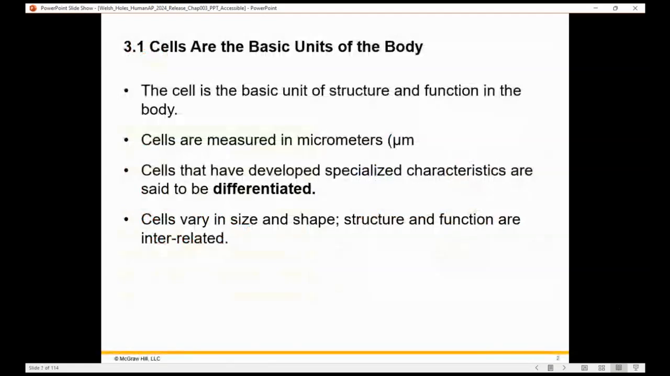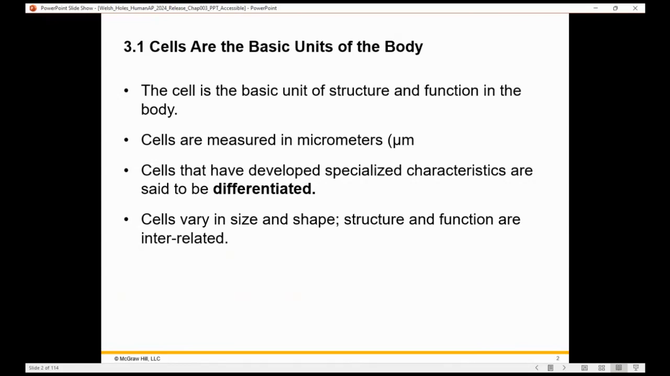So you've probably been told this before, and I expect you studied this in general biology in high school at some point, but cells are the basic units of the body. The cell is the basic unit of structure and function. And cells are extremely small. We measure them in micrometers, shown by the mu sign, or you could just put a U and then an M.